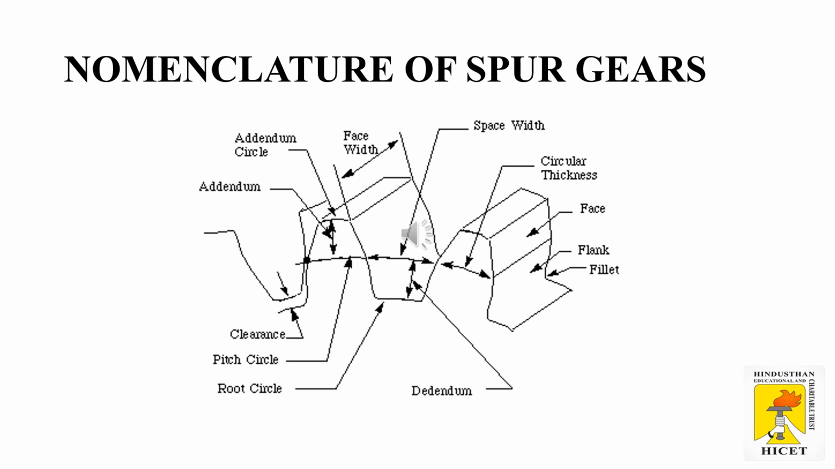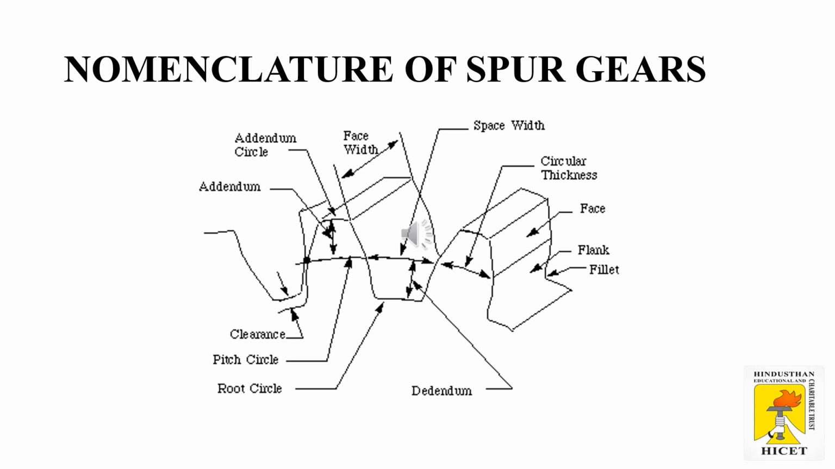Next term is topland. Topland is the surface of the top of the tooth. Next one, face of the tooth is the working surface of the tooth profile lying above the pitch circle. And fillet. The fillet is the curved portion of the tooth flank at the root circle.